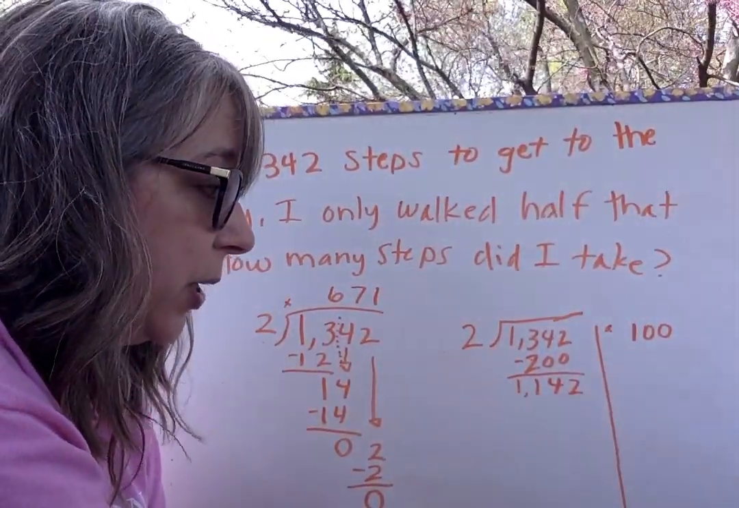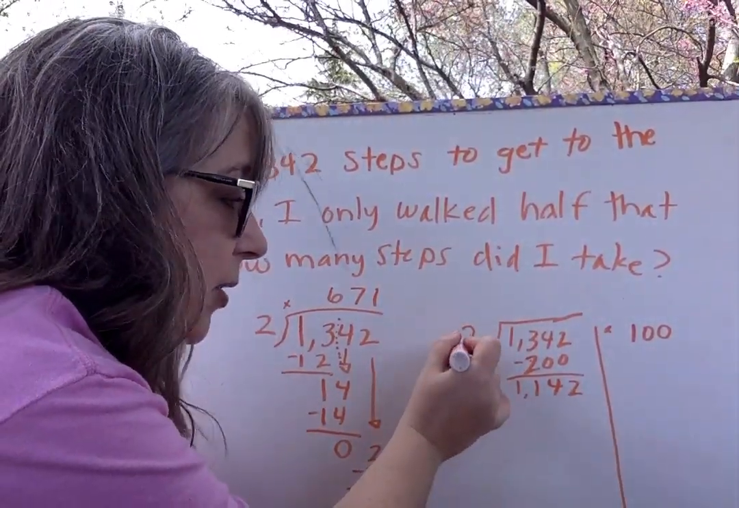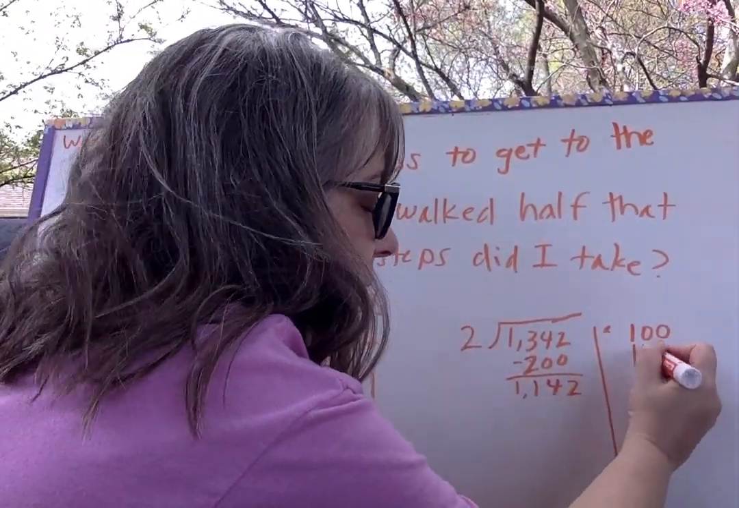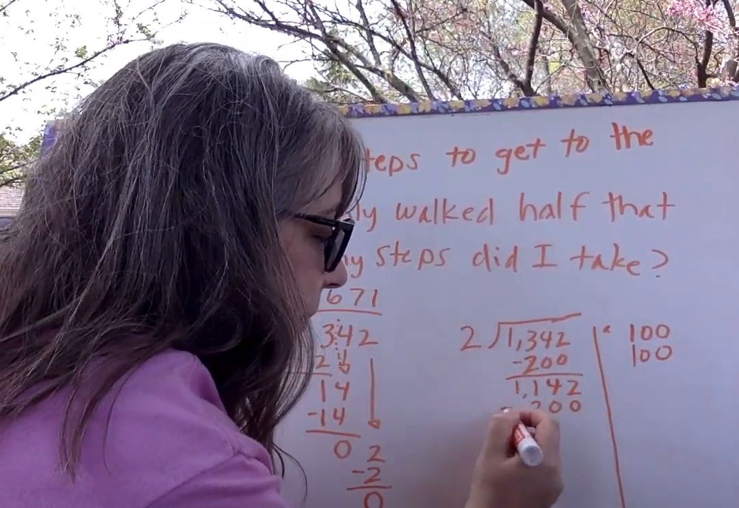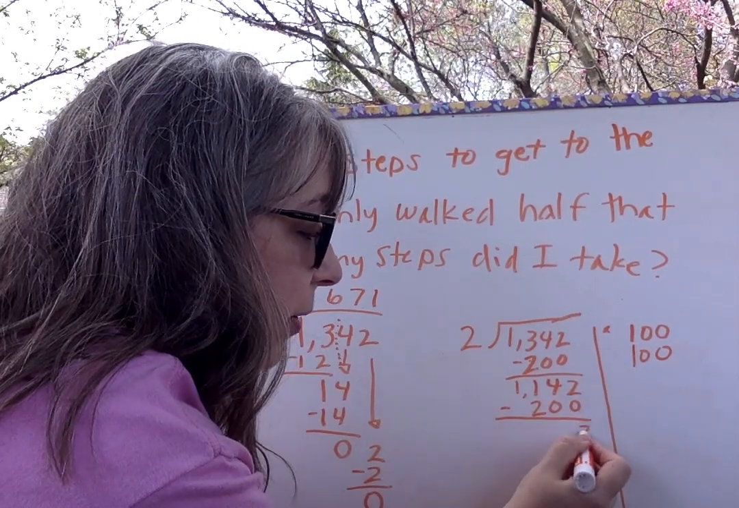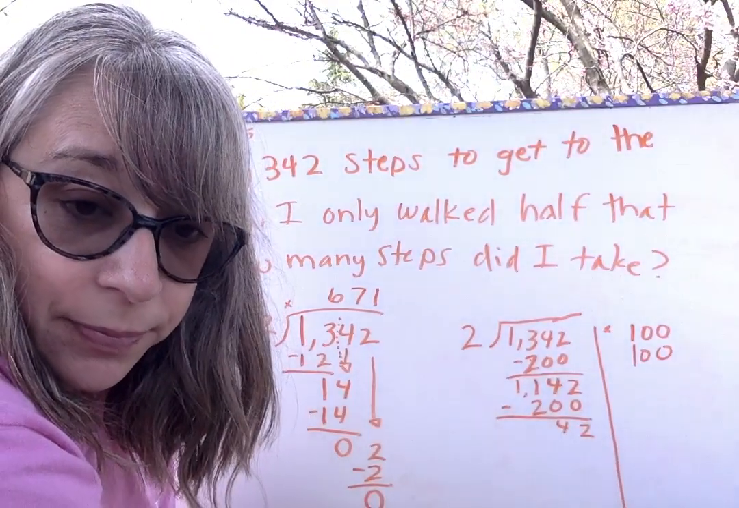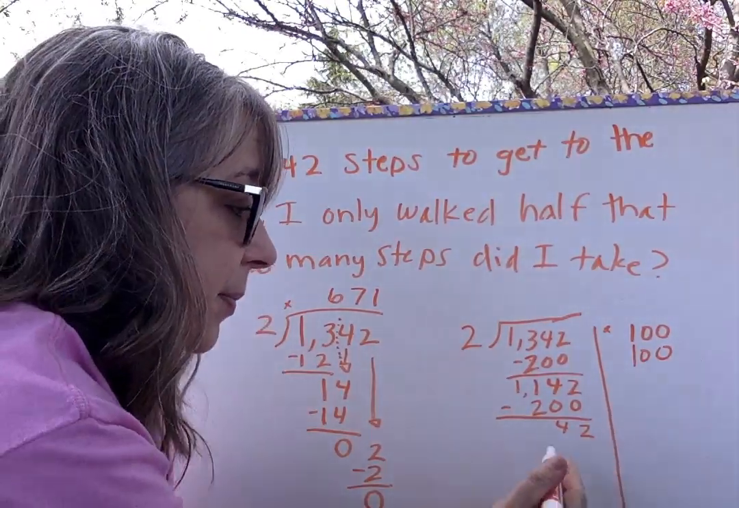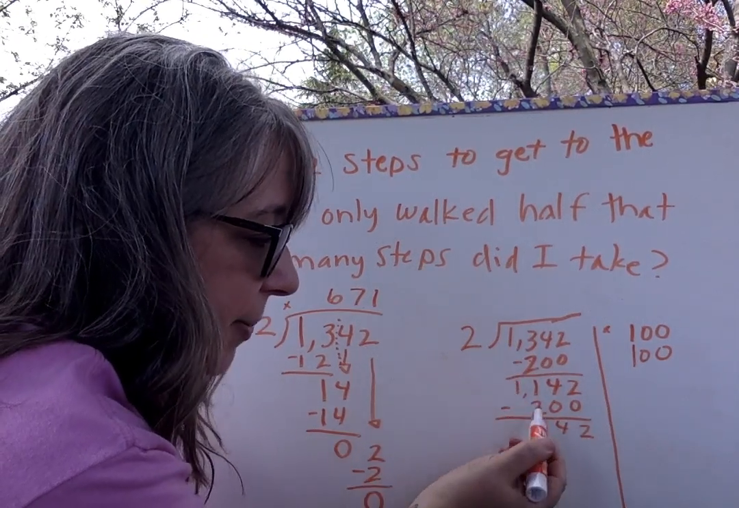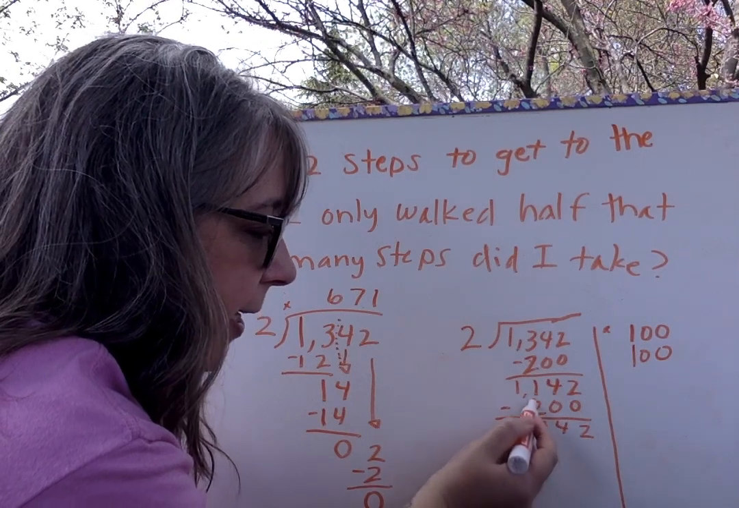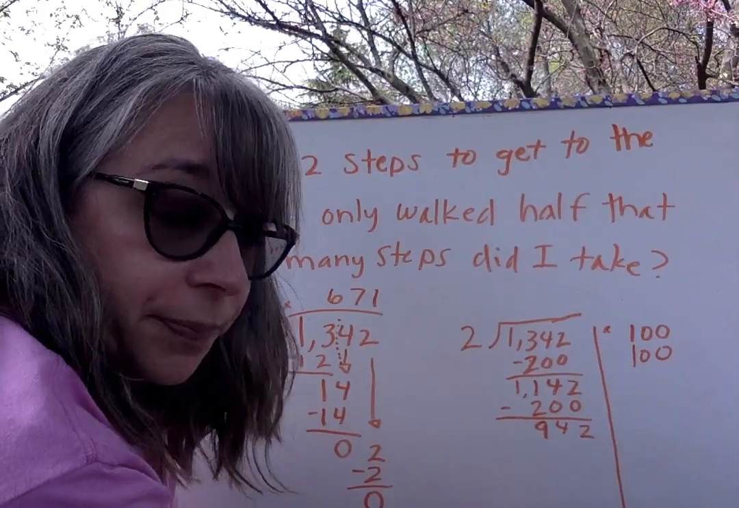All right? Can we do another 100? Sure we can, because 200 is still less than that. So we can do another 100. We're going to subtract 200. So again, 2 minus 0 is 2. 4 minus 0 is 4. Now we have 11 minus 2. That would be 9. So 9, 10, 11. I just added up to make sure these equal each other. There's our 11. So now we're at 942.